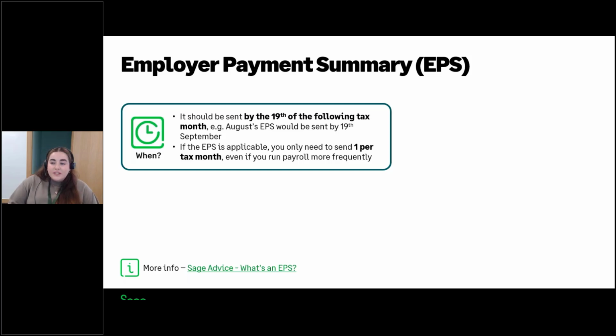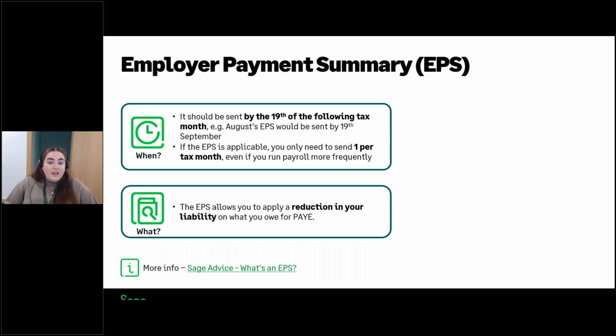And something that differs between the FPS and the EPS is how often to send it, as the EPS only needs to be sent once per tax month, and that's regardless of your payment frequency. So even if you do pay your staff more often than monthly, the EPS is like a month-end task. So once you've processed all of the payment periods in a tax month, that's when you would send it if you needed to.